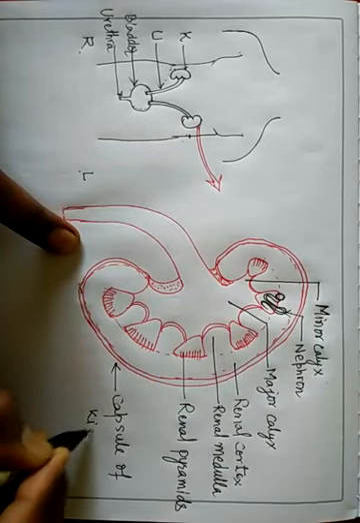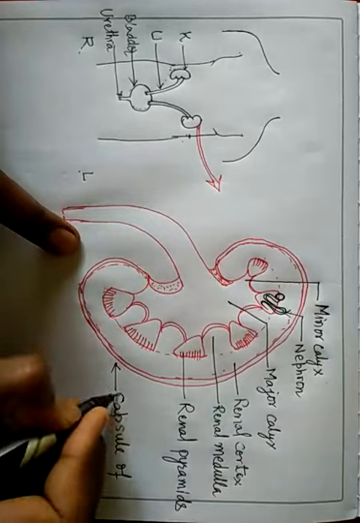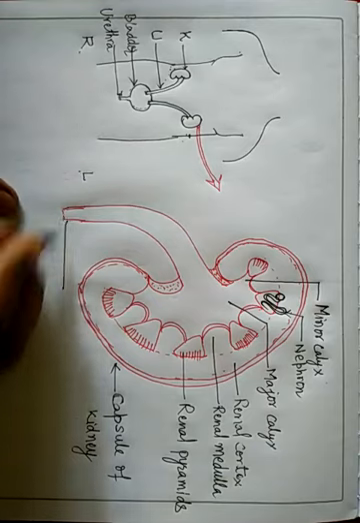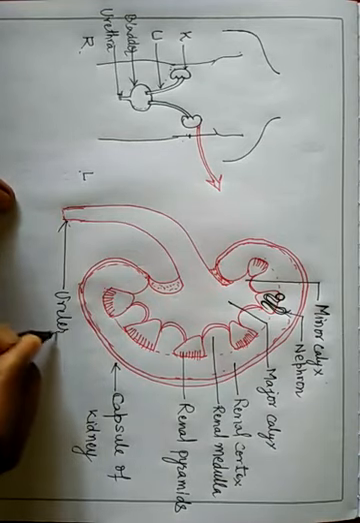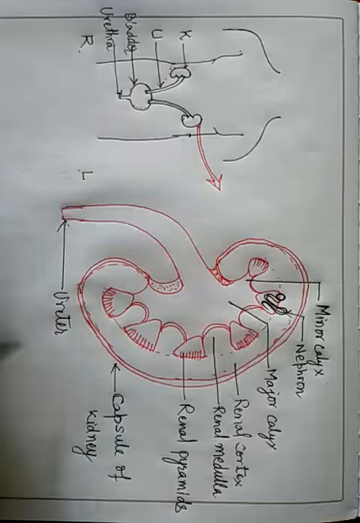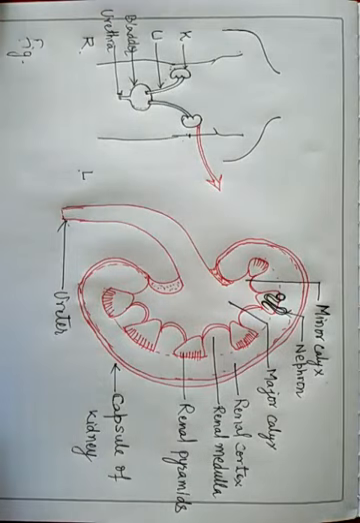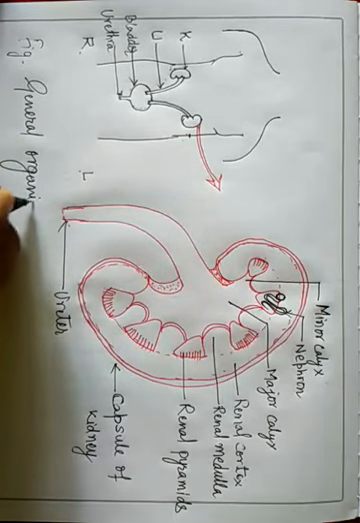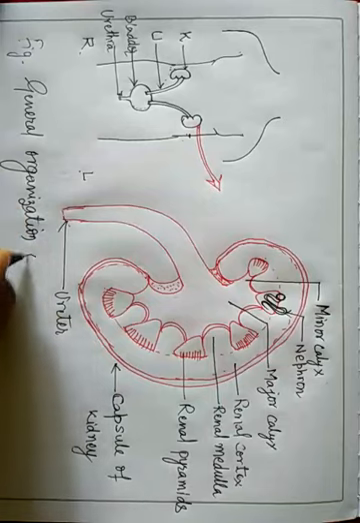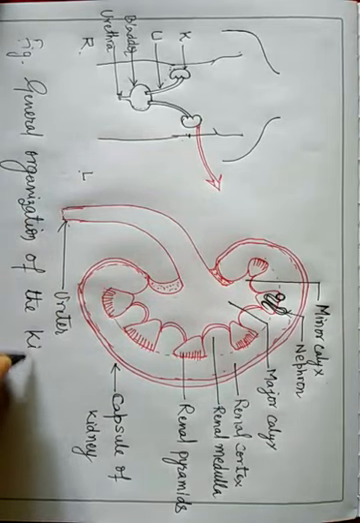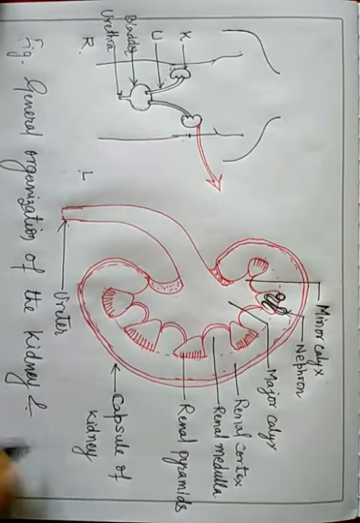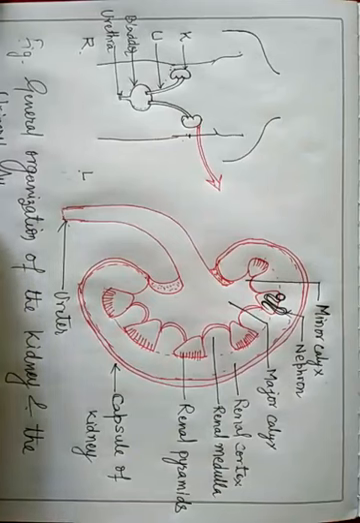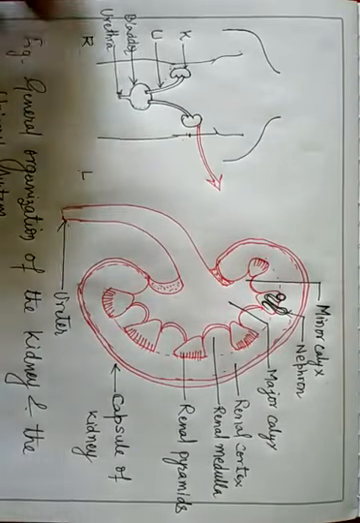This is the capsule of kidney. Clear? Capsule of kidney. And this is the ureter. This is the ureter. So you can write in the figure, it is the general organization of the kidney and the urinary system. So you draw it.